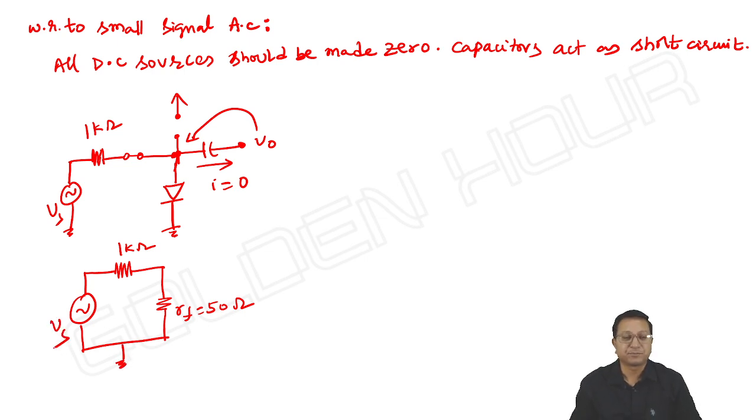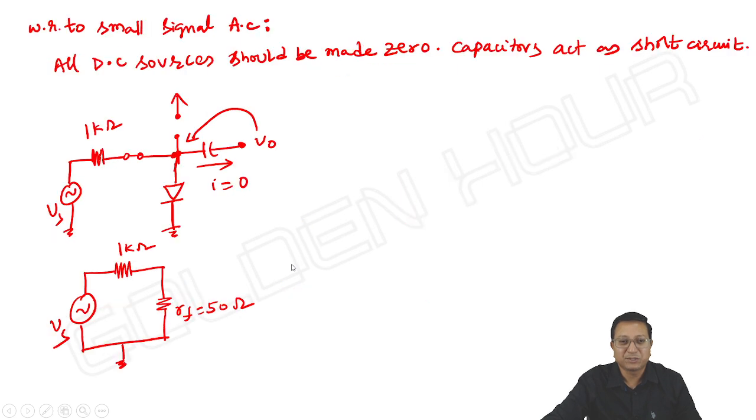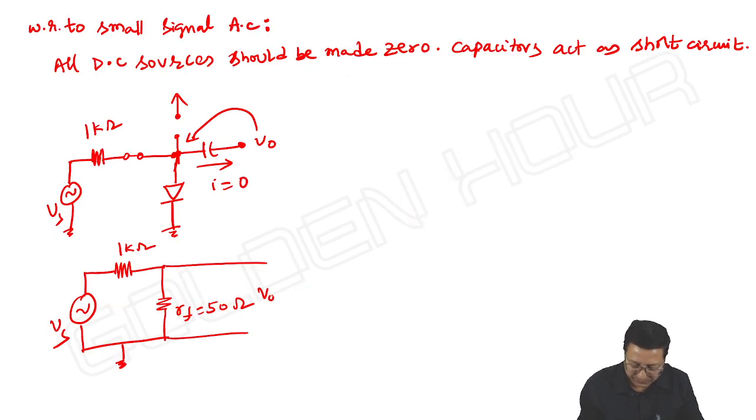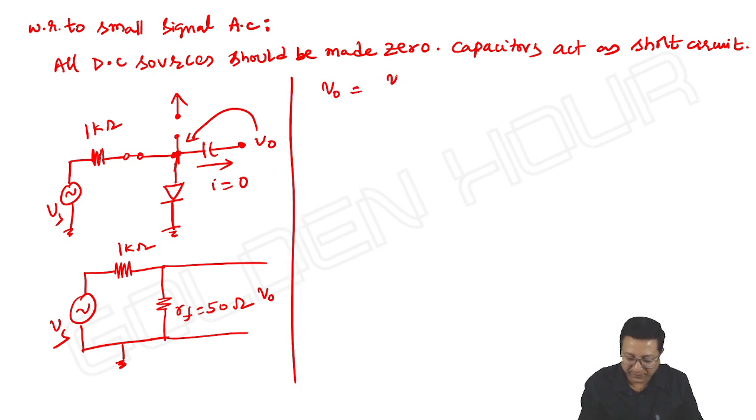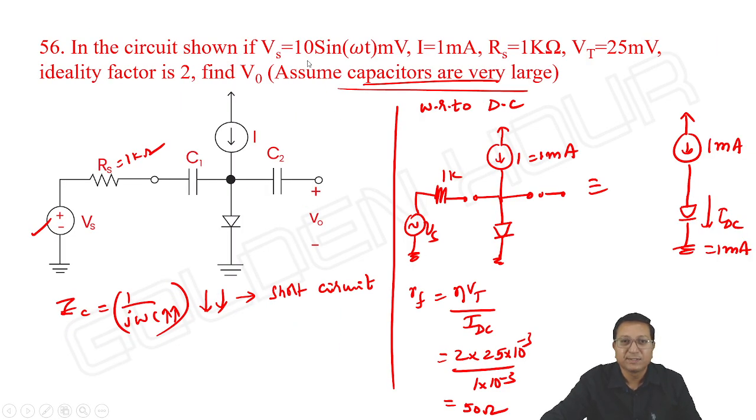Yes. Okay. This is our equivalent circuit. And what are they asking? V output. Simple voltage division rule. V output is equal to Vs by 1 kilo ohm plus 50 multiplied with 50. And what about the Vs given? 10 sin omega t millivolt.